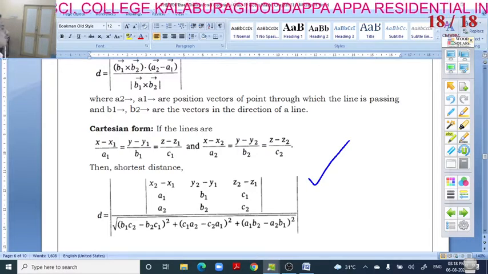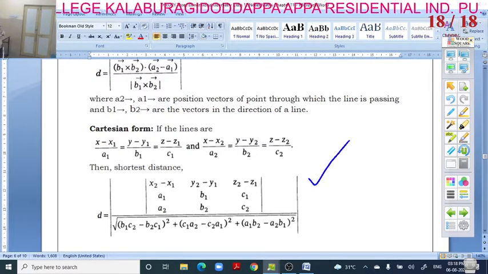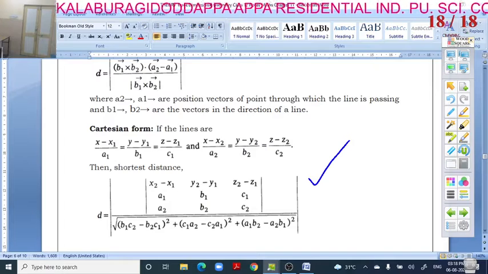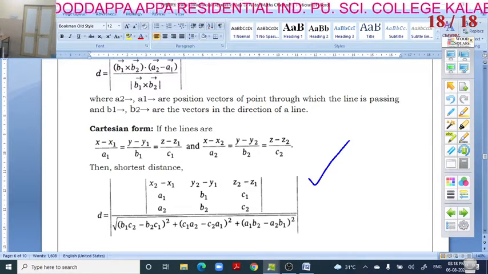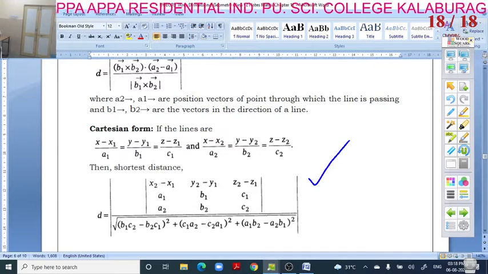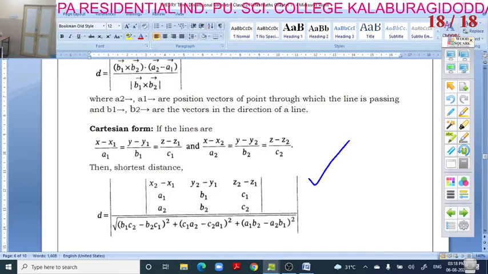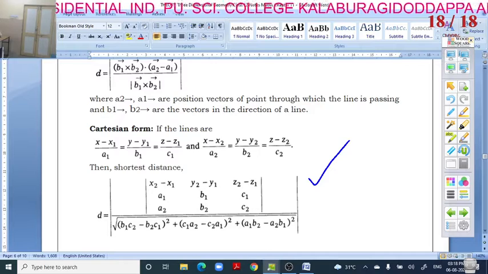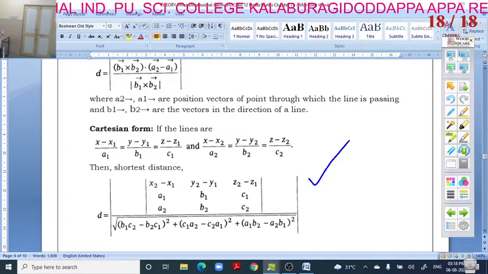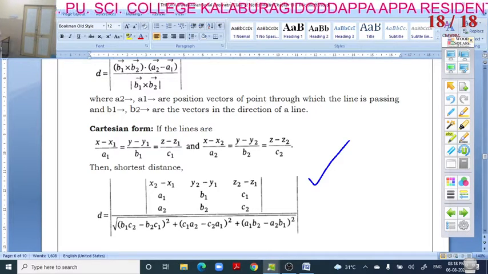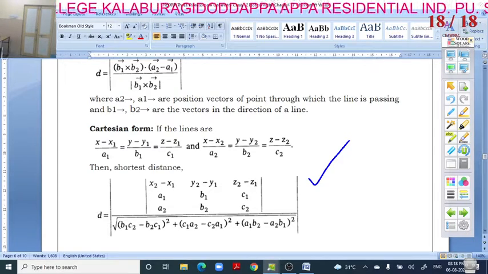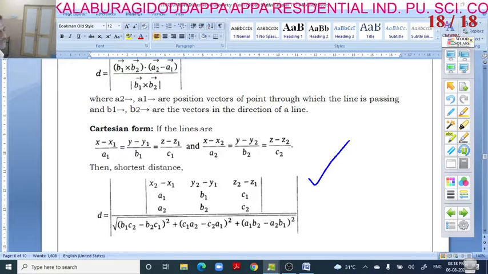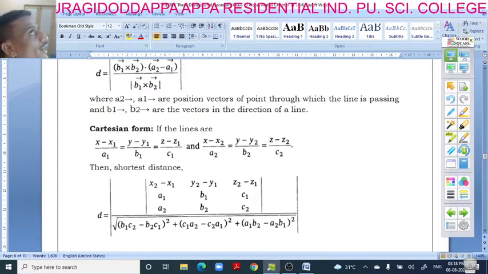D is equal to the modulus of the determinant of x2 minus x1, a1, a2; y2 minus y1, b1, b2; z2 minus z1, c1, c2, divided by the square root of (b1 c2 minus b2 c1) whole squared plus (c1 a2 minus c2 a1) whole squared plus (a1 b2 minus a2 b1) whole squared.